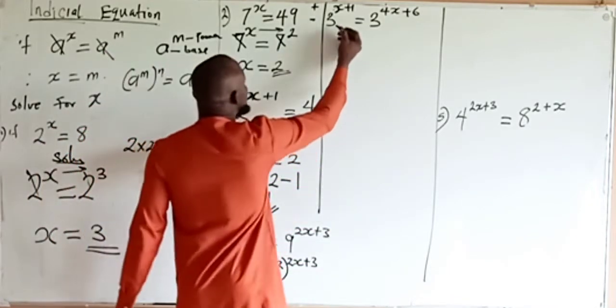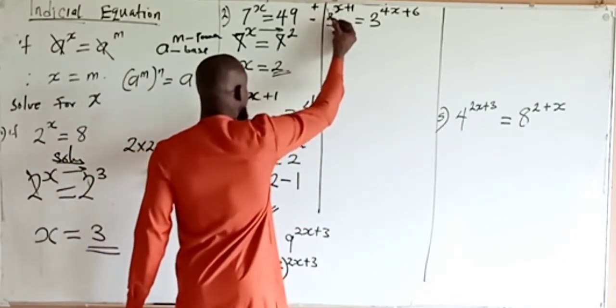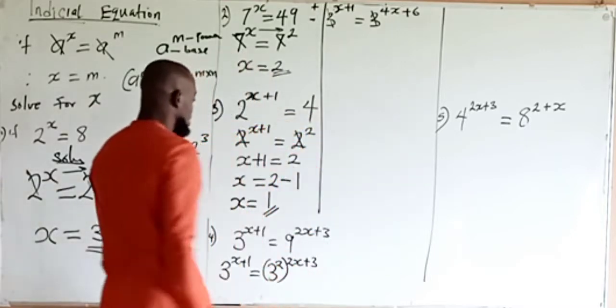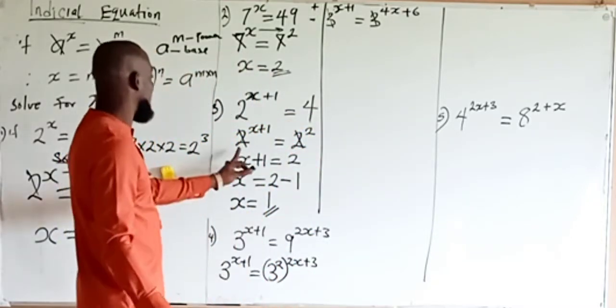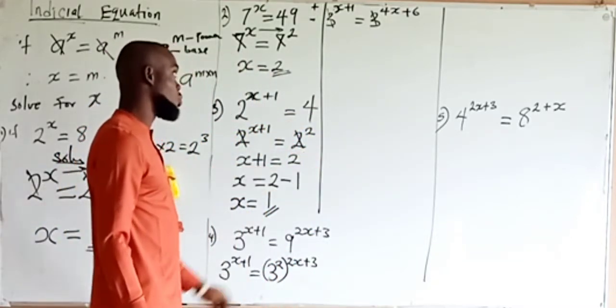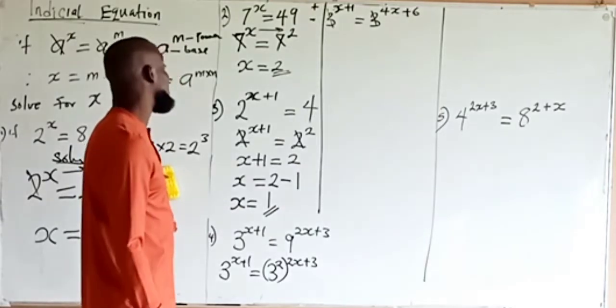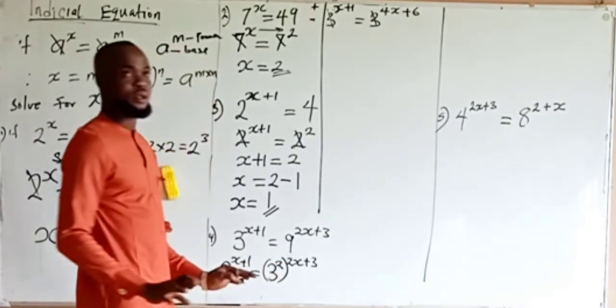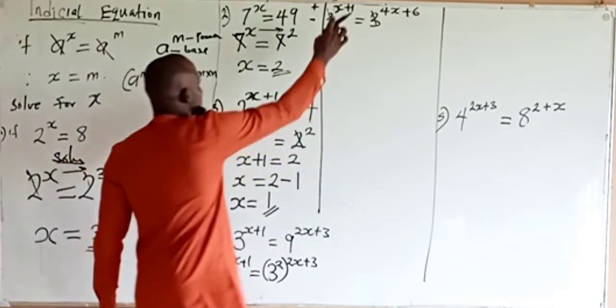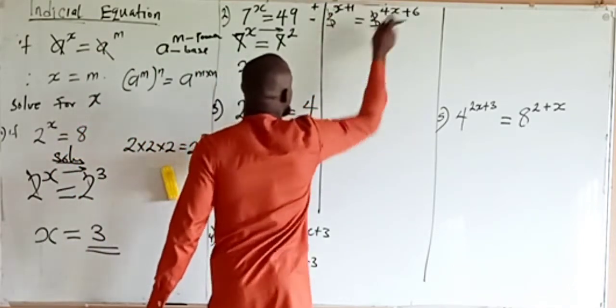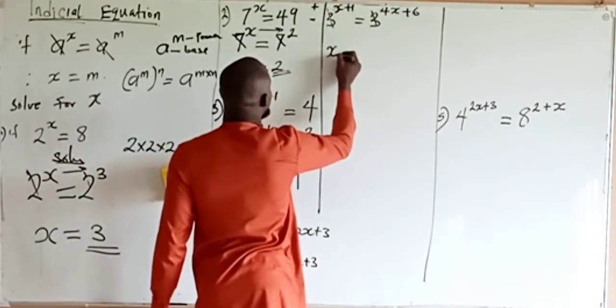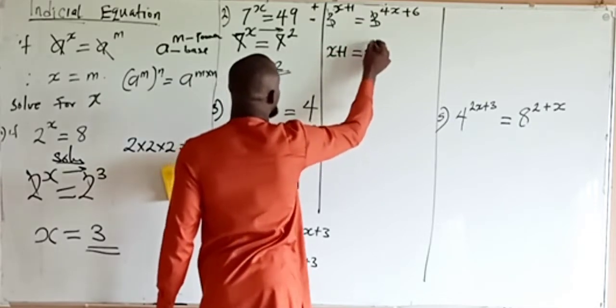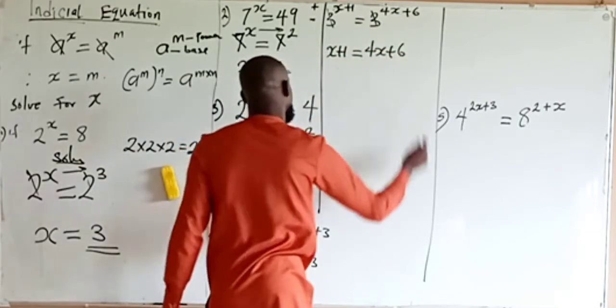The next thing we do, you will not ignore the base because they are not the same thing. We ignore the 2 bases. You don't cancel them. I'm not saying this one cancels this. So no, I'm not saying they are cancelling each other. What I'm saying is that you will ignore them. Since the bases are the same, you ignore them and equate the power. And equating the power, we now have x plus 1 is equal to 4x plus 6. That's what I'm going to have.